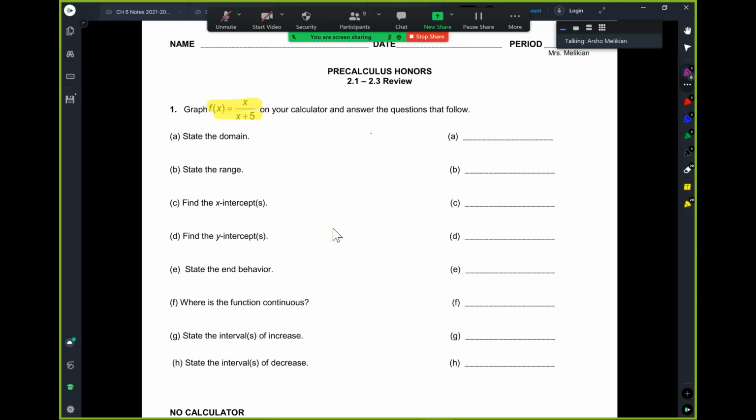-5, yeah. So I will say the domain is -infinity to -5, -5 to infinity, okay? And stop me anytime here. Okay, the range.